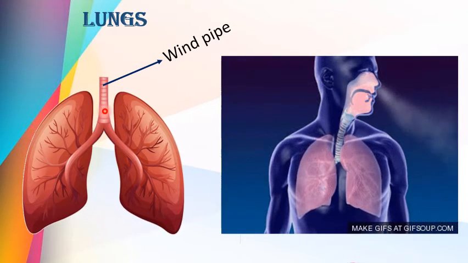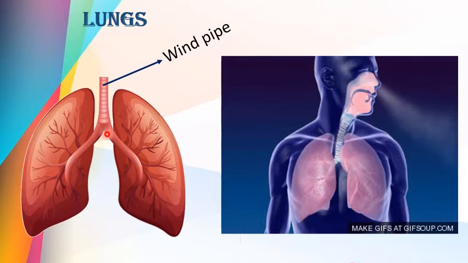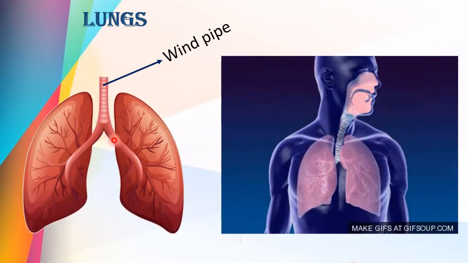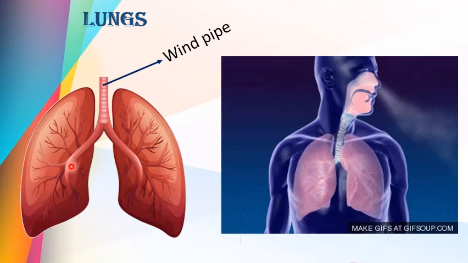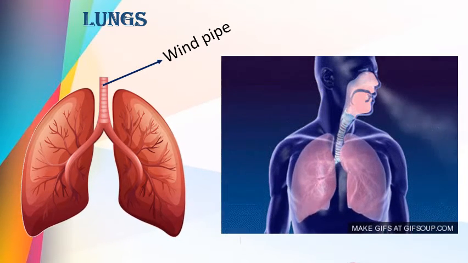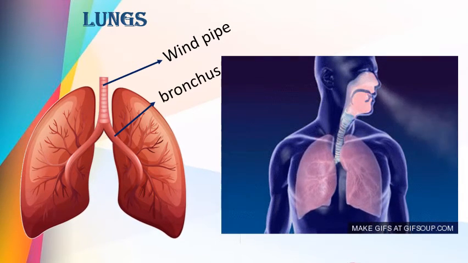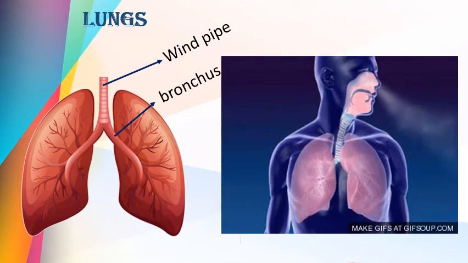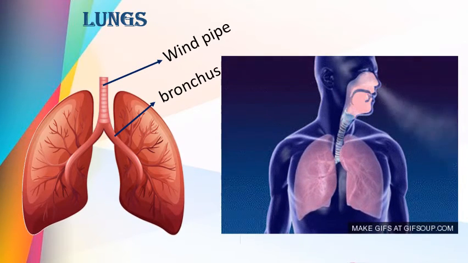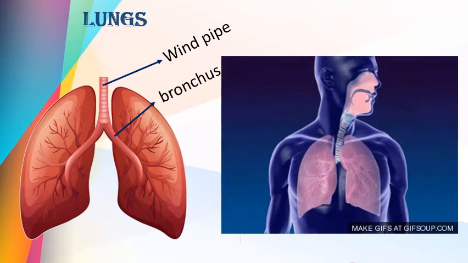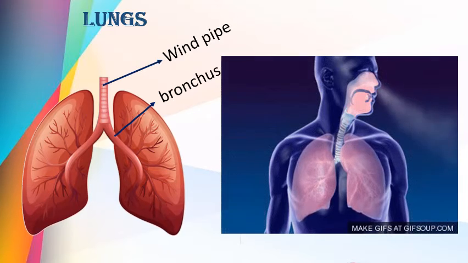Okay, the windpipe then separates into two branches. See, up to here it is one, and here it separates into two branches, right? Each branch is called a bronchus. Each one is called a bronchus, and together we call them bronchi. Got this, students?